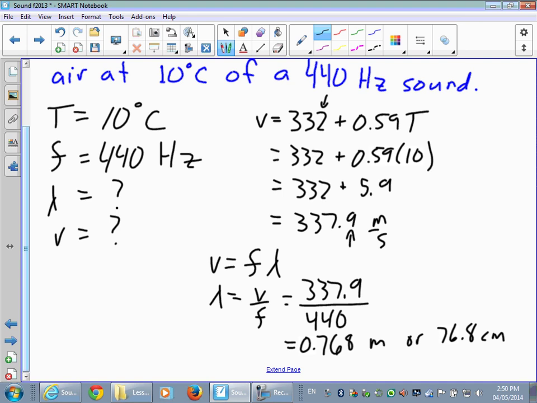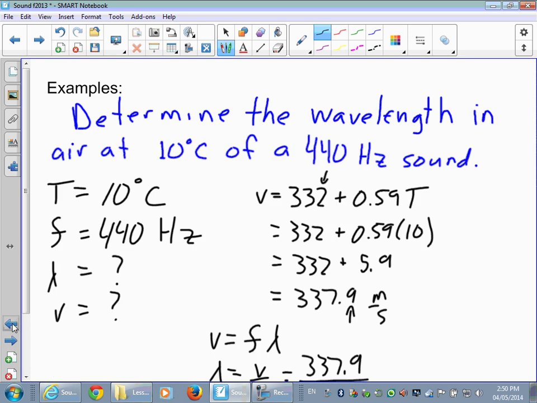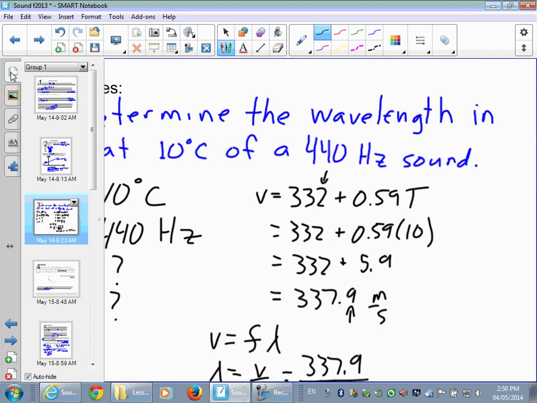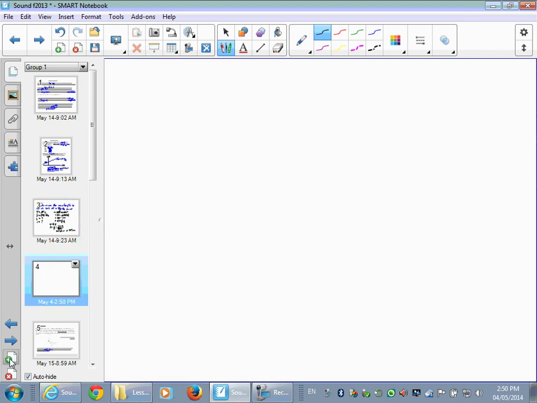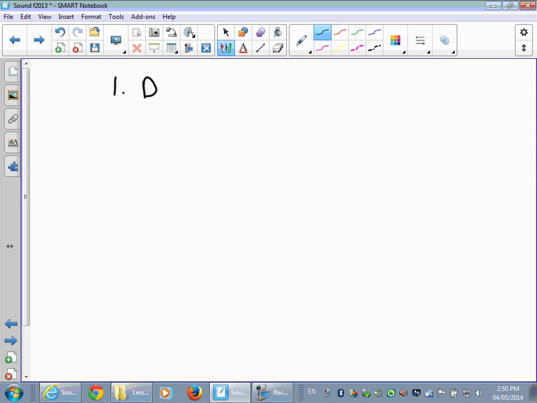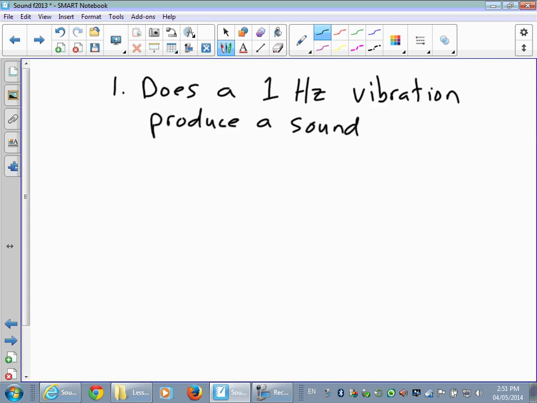So a couple of questions that I want you to consider. Question number 1. Does a 1 hertz vibration produce a sound? So wave your hand in front of your face. Wave it so it goes back and forth every second. So it takes half a second to go in front of you, half a second to go back. You can look at a watch, you can time it, you can go every second. That is a vibration. It is vibrating the air around you. Is that producing sound? So think about that. We'll talk about it tomorrow.